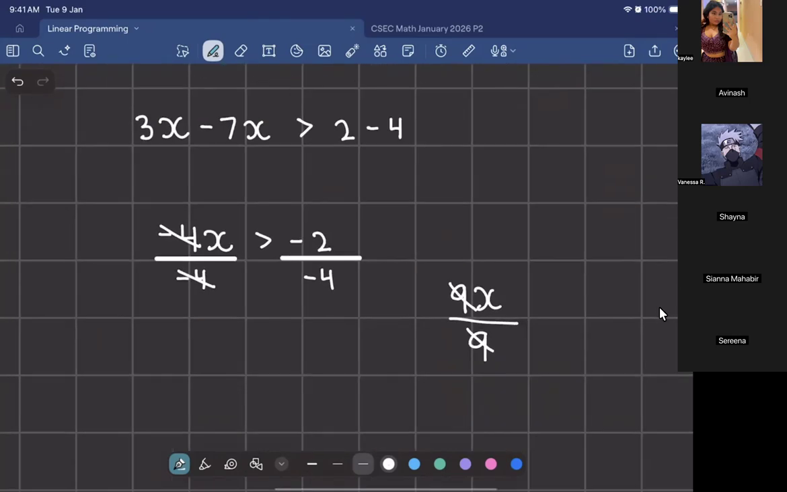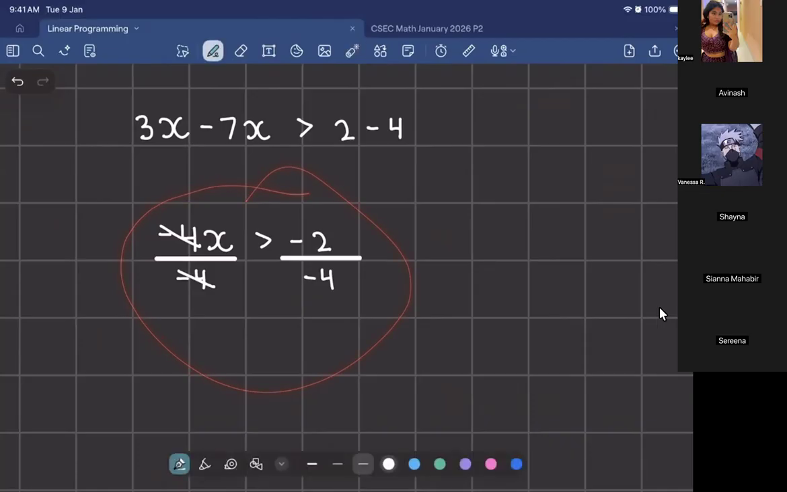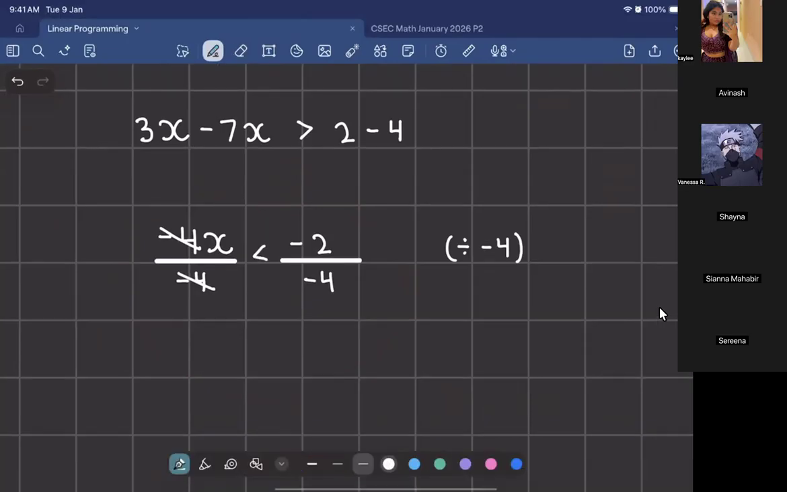But there's something that's wrong. Could you tell me what is wrong with this inequality? I just divided by negative 4. What's supposed to happen? Is the sign supposed to change? Yes, the sign is supposed to change. Do you know why the sign is supposed to change? Be honest with me. If you don't know that small thing, that's all right.